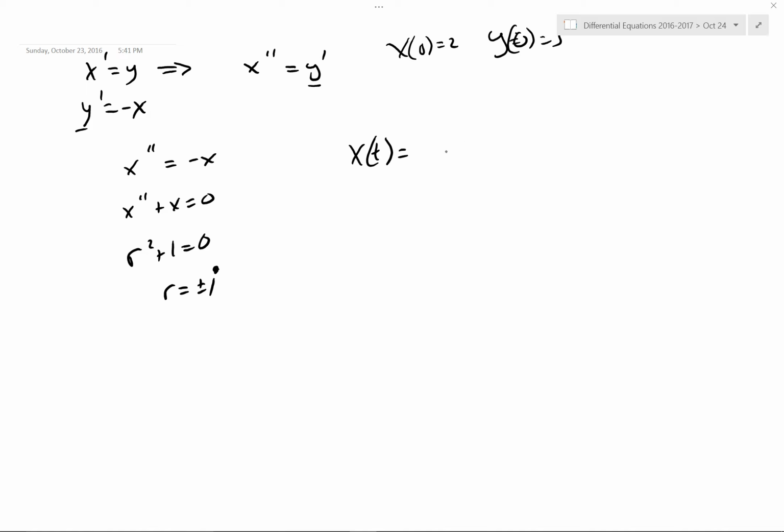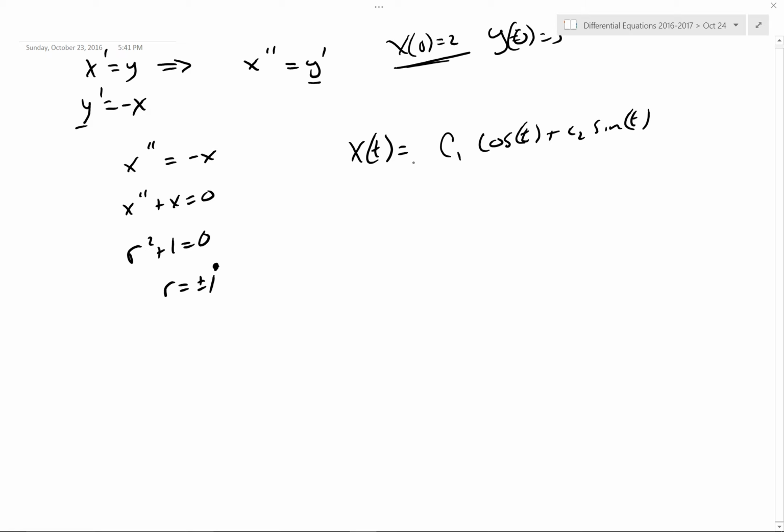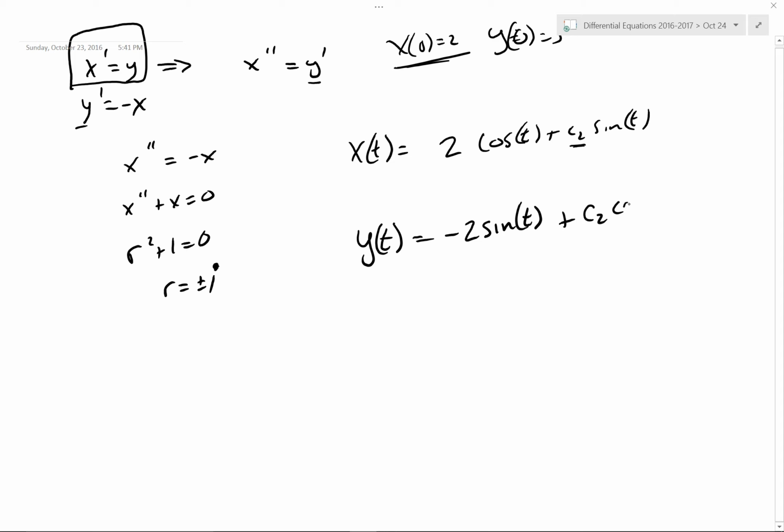If I get a pure imaginary, I know my answer must be C1 cosine t plus C2 sine t, and I'm good to go. And furthermore, I know that if t is 0, then I get C1 is equal to 2. Uh-oh. How am I going to find C2? Oh, wait a minute. The recipe says y is the derivative of x. I can do that. The derivative of x is negative 2 sine t plus C2 cosine t.